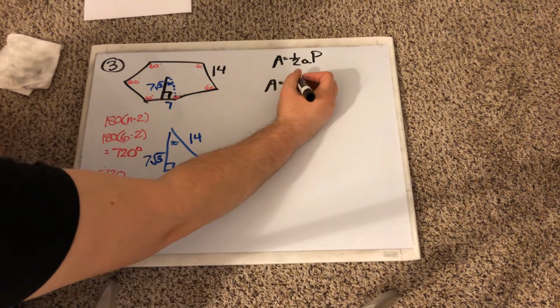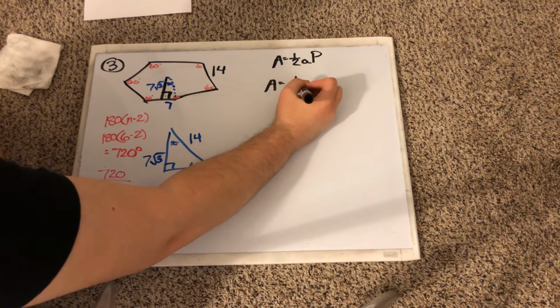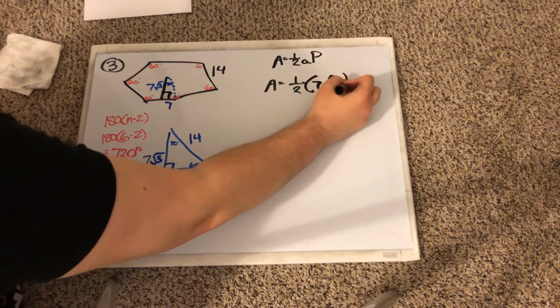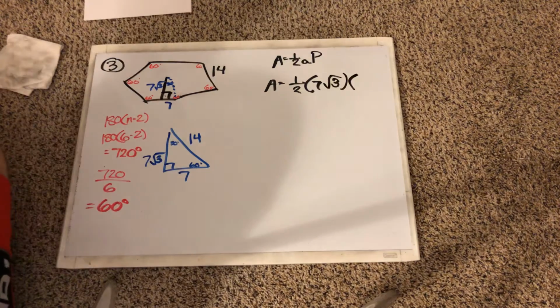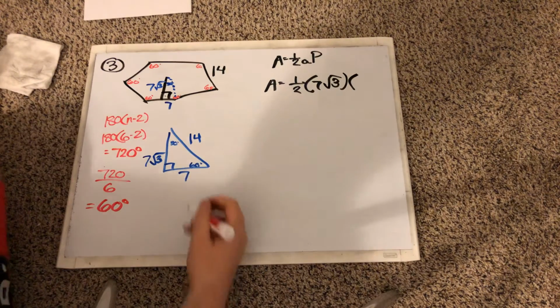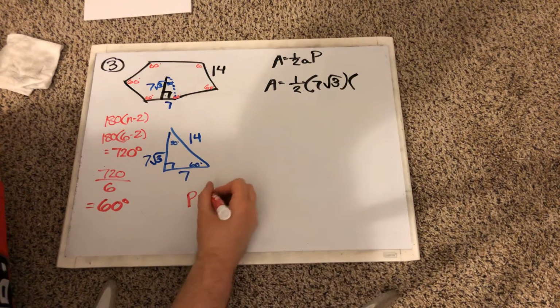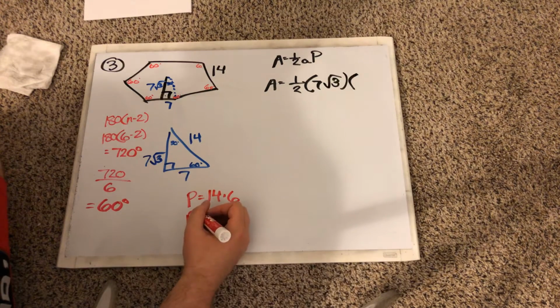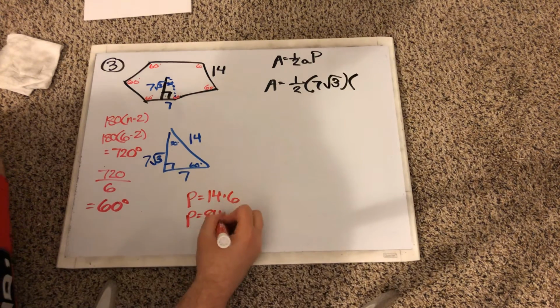The area is 1/2. The apothem is 7 square root 3. And the perimeter is going to be, well, we don't know. Let's figure this out. Off to the side, perimeter, well, 14 times 6, the perimeter comes out to be 84.